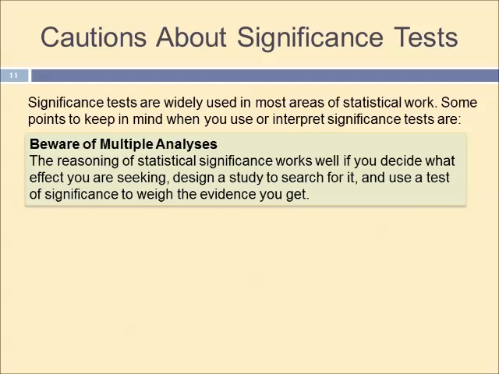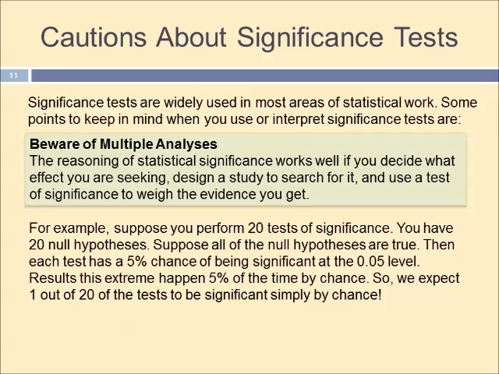Beware of multiple analyses. The reasoning of statistical significance works well if you decide what effect you are seeking, design a study to search for it, and then use a test of significance to weigh the evidence you get. For example, suppose you perform 20 tests of significance. You have 20 null hypotheses. Suppose that all of those are true. Then each test has a 5% chance of being significant at the 5% level. In other words, results this extreme happen 5% of the time simply by chance. So we would actually expect that 1 out of these 20 tests would be significant simply by chance.